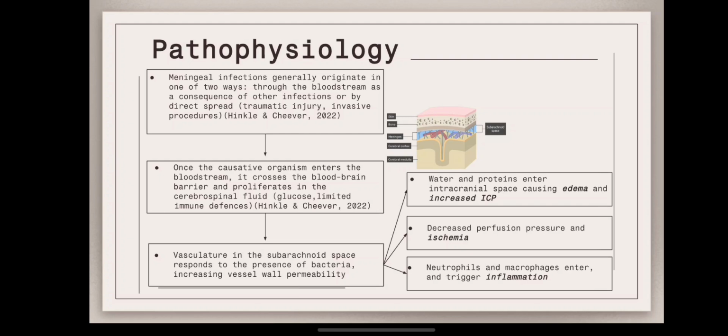I know I put here it crosses the blood-brain barrier, but it's actually much easier for the bacteria to pass through the blood cerebrospinal fluid area, or barrier, pardon me. And once it's in the cerebrospinal fluid, the bacteria can grow very easily.